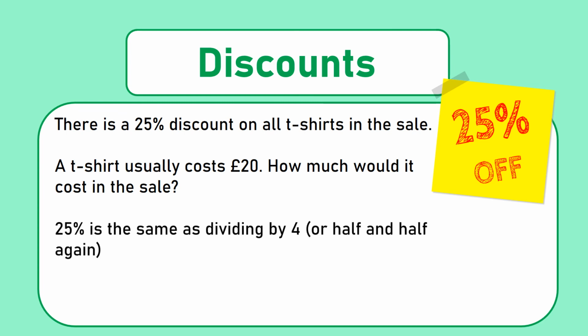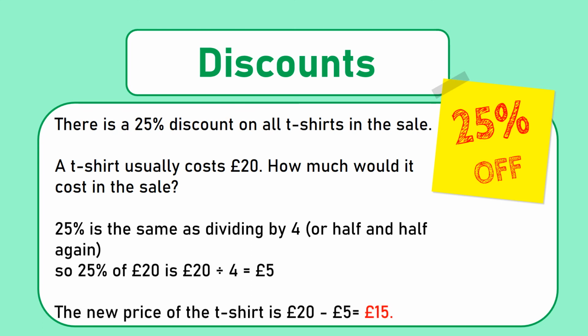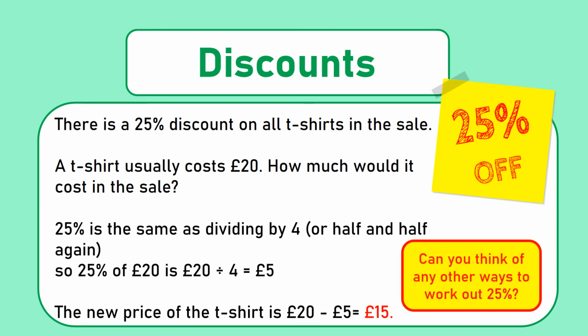So to work out 25%, there are different ways you can do it, but one way is just dividing by 4, or doing half and half again. So if we divide 20 by 4, we get £5. So that means that the 25% discount is £5. So the new price of the t-shirt is 20, take away £5, which gives us £15. And there are other ways you could work out 25%. You could work out 2 lots of 10% and a 5%, and I'm sure you can think of others.